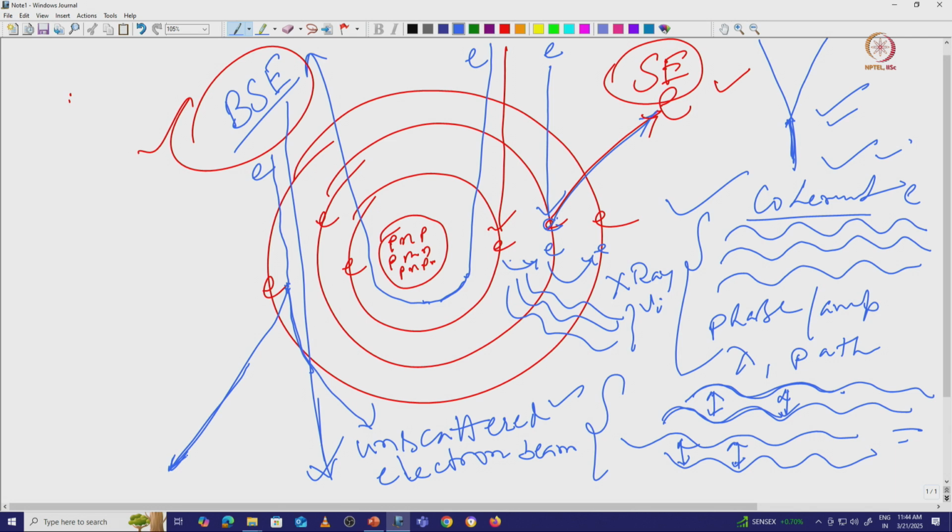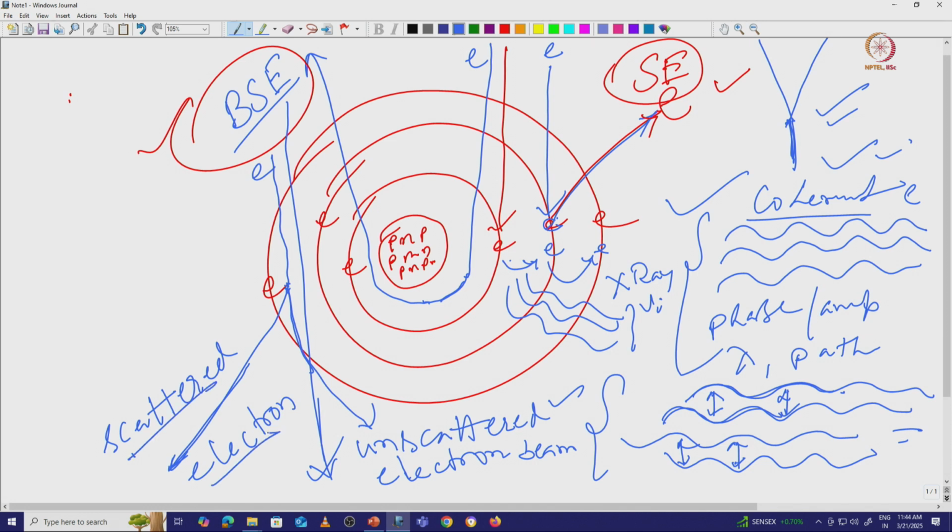So here you can see there is no energy loss, there is no direct electron to electron interaction, it is just a deviation of their path length. So that electron is called scattered electron. So this is called the scattered electron.